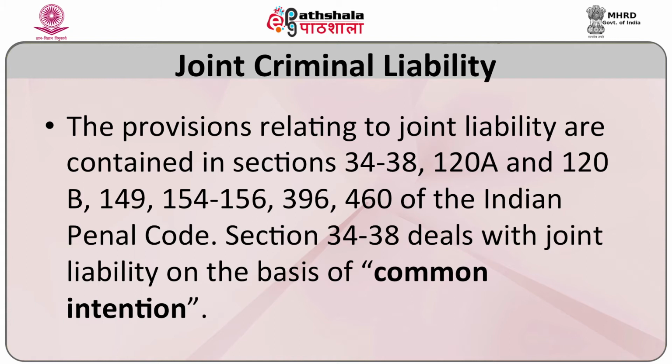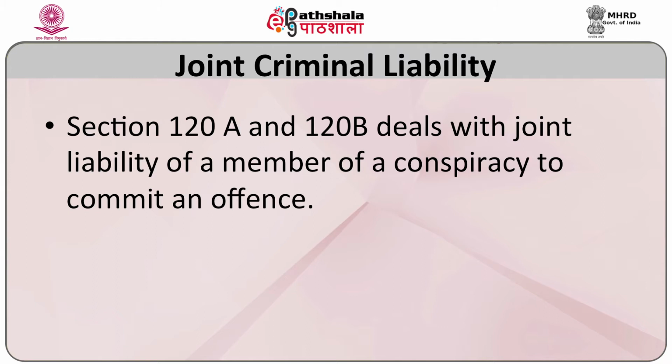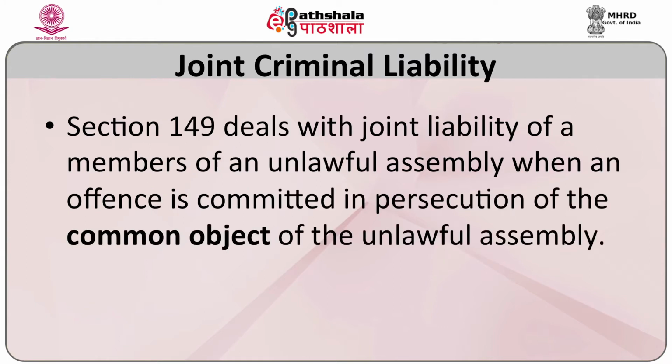Later in this course we are going to discuss what is meant by common intention under section 34 to 38. Then section 120A and 120B deal with the joint liability of a member of a conspiracy to commit an offence. Section 149 deals with the joint liability of a member of an unlawful assembly when an offence is committed in prosecution of the common object of the unlawful assembly. So, another term which is called common object. The first term which we used is common intention, and the second term under section 149 is common object. These two terms we will discuss later.